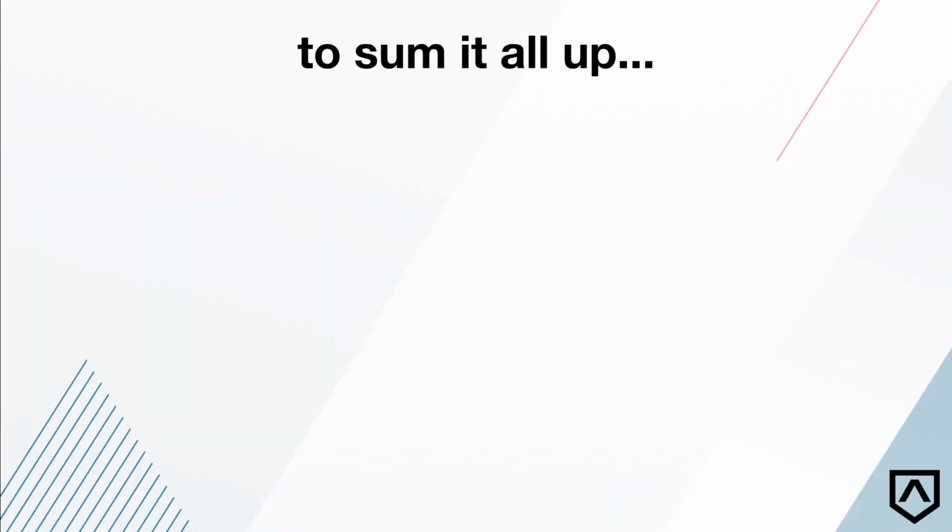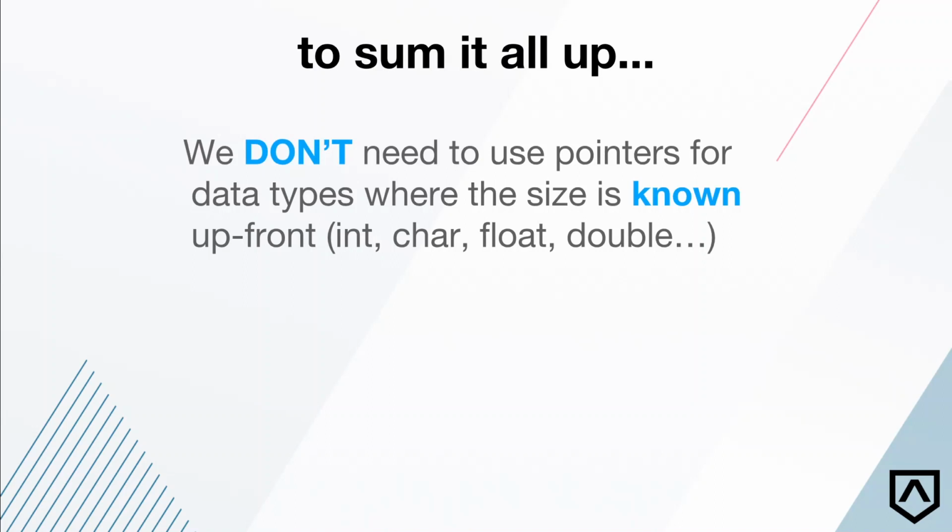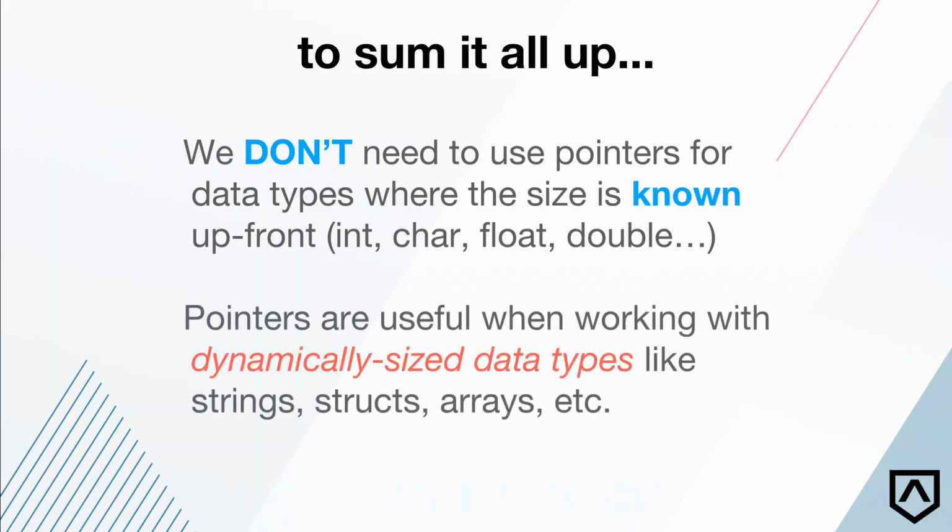All right, so to sum it all up, we don't need to use pointers for data types where the size is known up front. There are some situations where maybe we do, but you don't always have to. But pointers are very useful if you're working with data types where the size is not always the same. So dynamically sized data types like strings, structs, and arrays that will have different sizes depending on the situation. We can use pointers to help us work with those pieces of data.